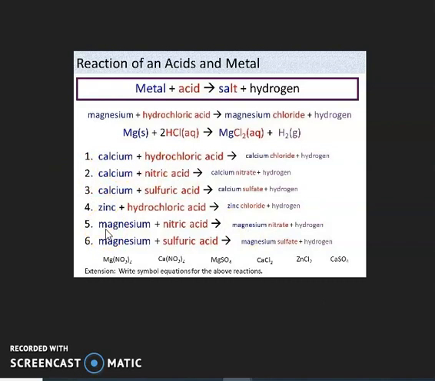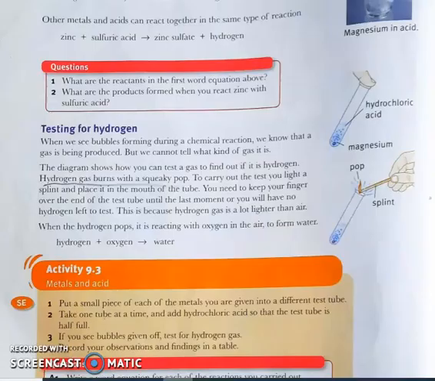So this is about the reaction, and we have studied the test also, right? So we have to show a lighted splint, and it will burn with a squeaky pop, and we can confirm the presence of what? Hydrogen gas. Okay, so I hope this topic is clear for you.